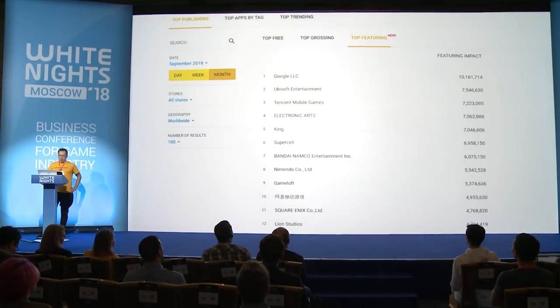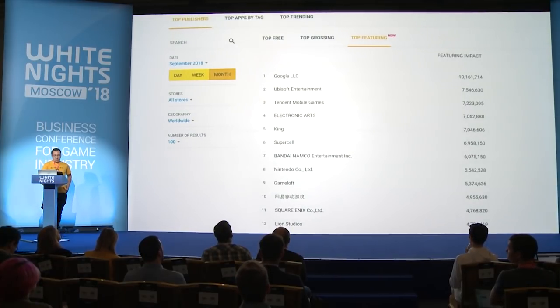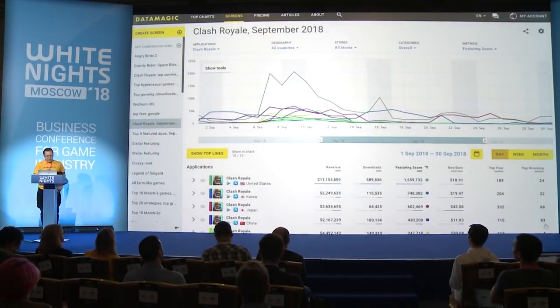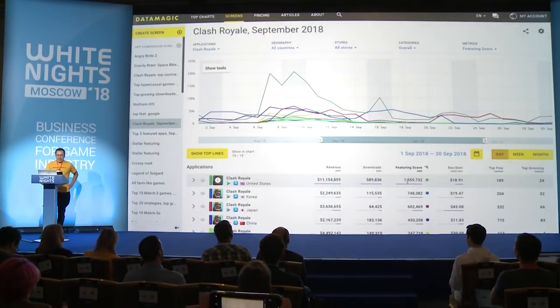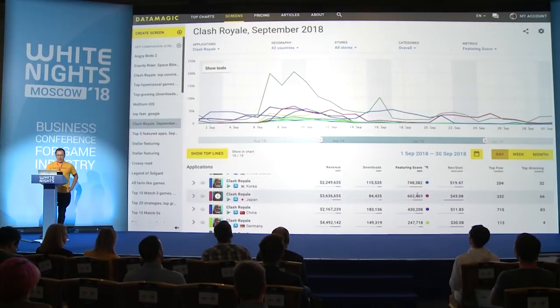Sure thing, we're able to select any geographic region, store, or time period on this screen. Or also, we made it possible to investigate the featuring history of any particular app. Have a look at the example of how we can check by country the composition of featuring support an app had.